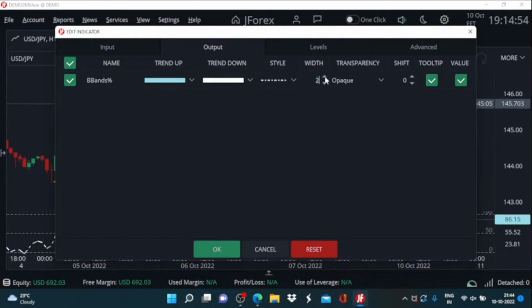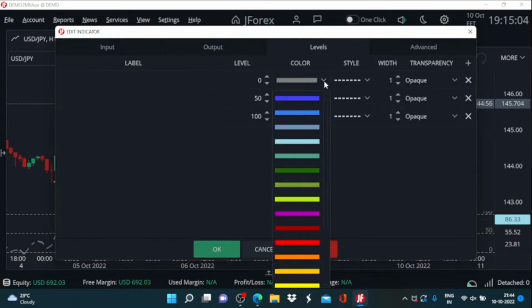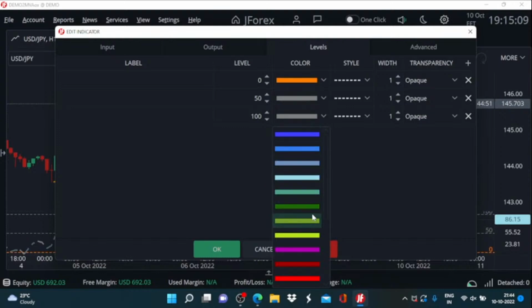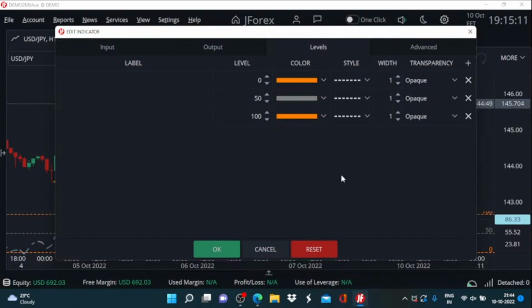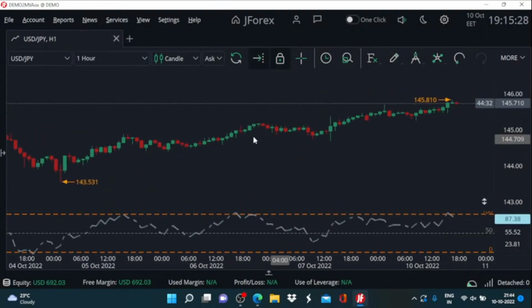You can increase or decrease the width. You can also play around with the transparency factor and levels. You can style these levels up also. Color, you can make these levels more prominent simply by opting for a color which will be more prominent on the chart. All right. So this is now looking a lot more interesting, isn't it?